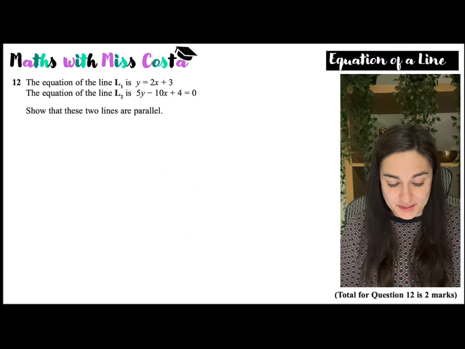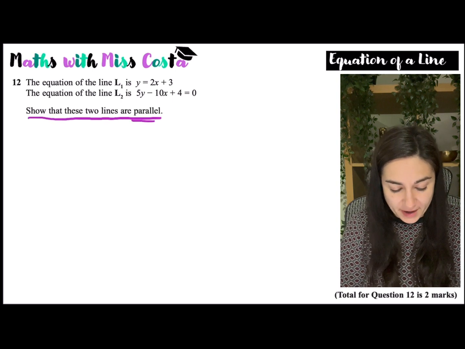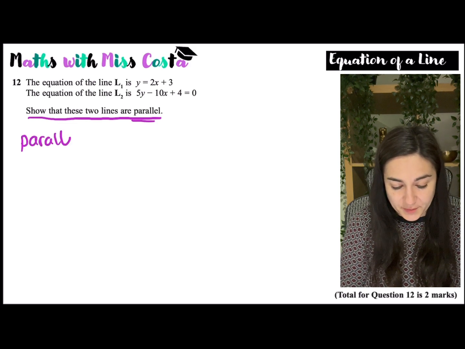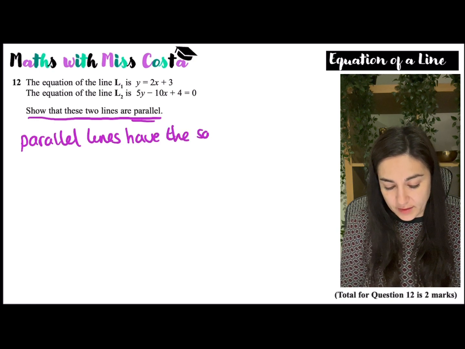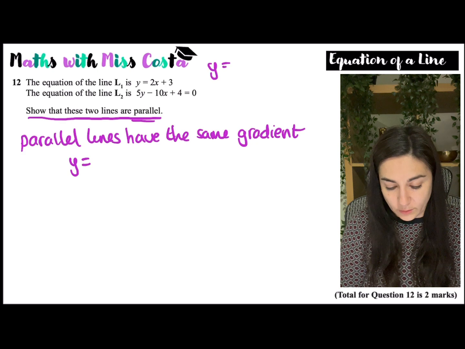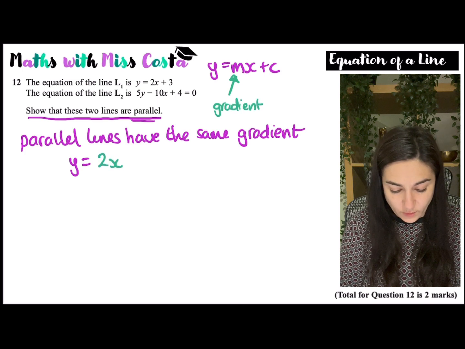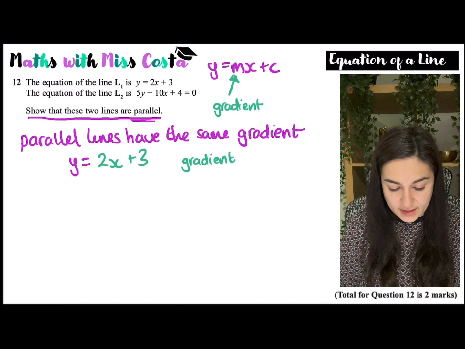Okay, so here I am given the equation of two lines, and I'm asked to show that these two lines are parallel. Now the key thing that we need to know is that parallel lines have the same gradient. So what I need to do is show that these two lines have the same gradient. Now the first line is arranged in the form y equals mx plus c, where m represents the gradient. So the gradient of line 1 is 2. So what I need to do is show that line 2 has the same gradient.